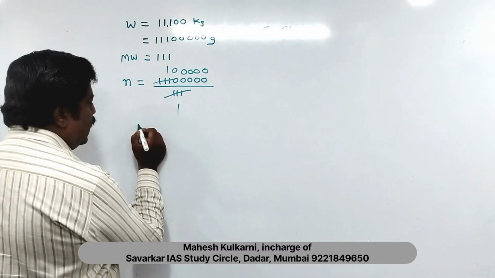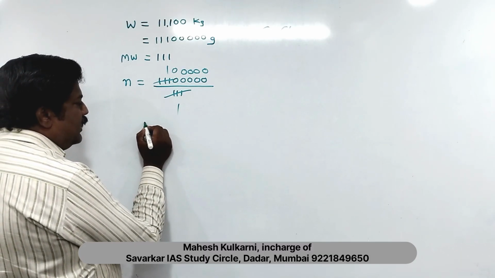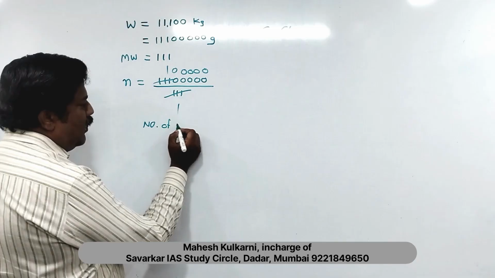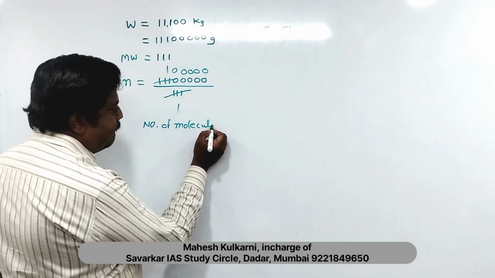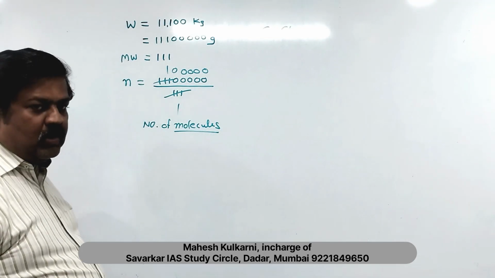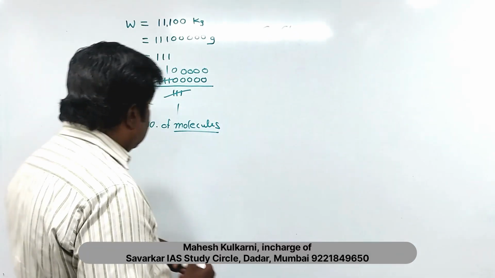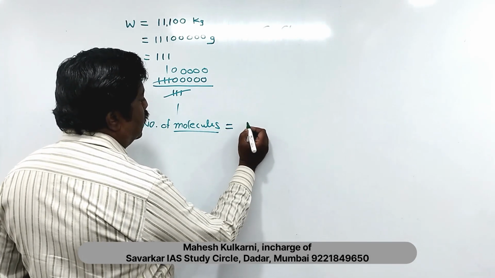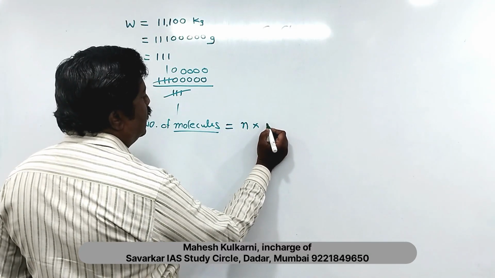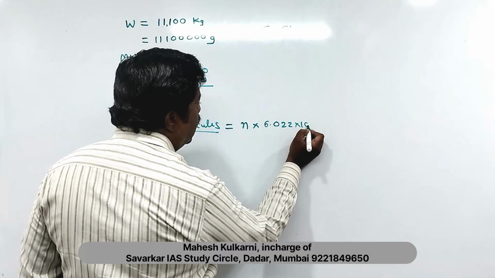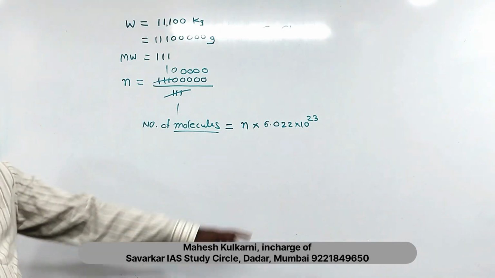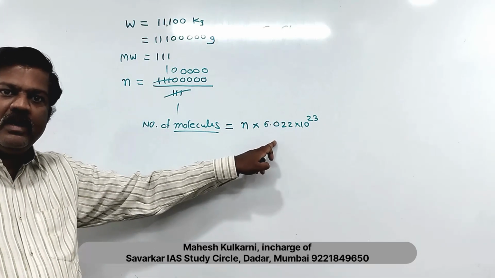And next, number of molecules. So simple, we can find out number of molecules. When I say molecules, according to modern principle, atoms are also considered as monoatomic molecules. So when I consider molecule, it may be atom, it may be molecule. So number of molecules is equal to n into 6.022 into 10 to the power of 23. So according to previous sum, we were dividing this by 1.